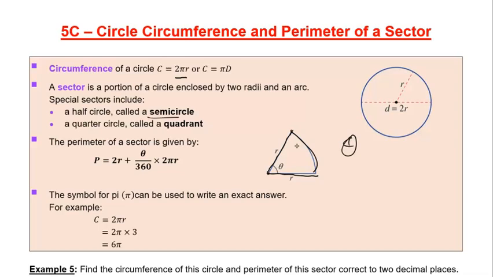We have a couple of special words though. A semicircle, semi means half, and a quarter of a circle is a quadrant. So those are words that might come up in our future.